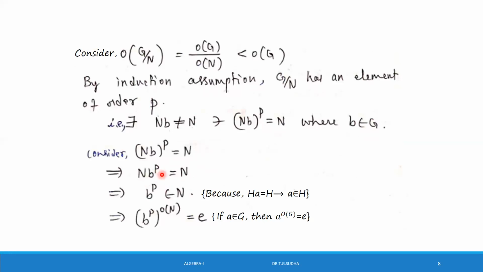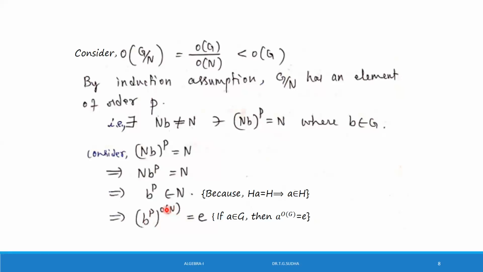Now, NB to the power of P is equal to N, which is similar to HA is equal to H, which implies A belongs to H. I can say that B to the power of P belongs to N. Now, B to the power of P is an element of N, which is similar to: if A belongs to G, then A to the power of order of G must be equal to E. So I can write B to the power of P to the power of order of this subgroup, that is order of N, is equal to E.